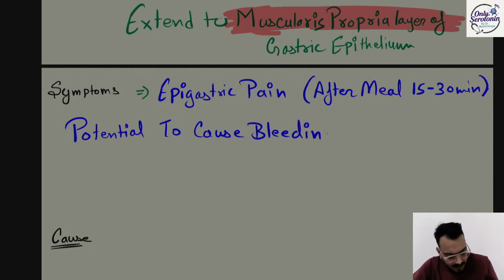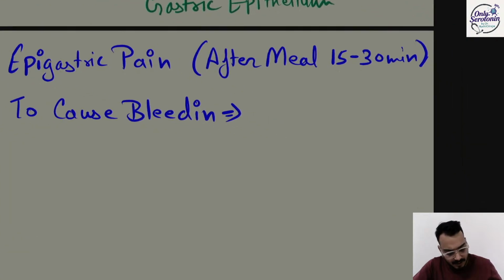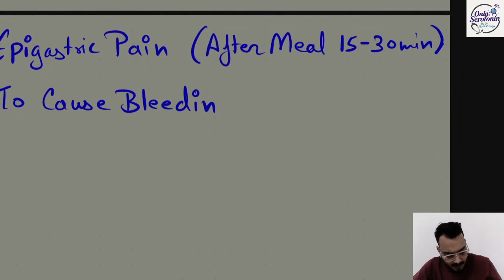How will they cause bleeding, guys? This kind of ulcer is going to erode my gastroduodenal artery. So the bleeding is going to happen from which artery, guys? Bleeding is going to happen from the gastroduodenal artery.